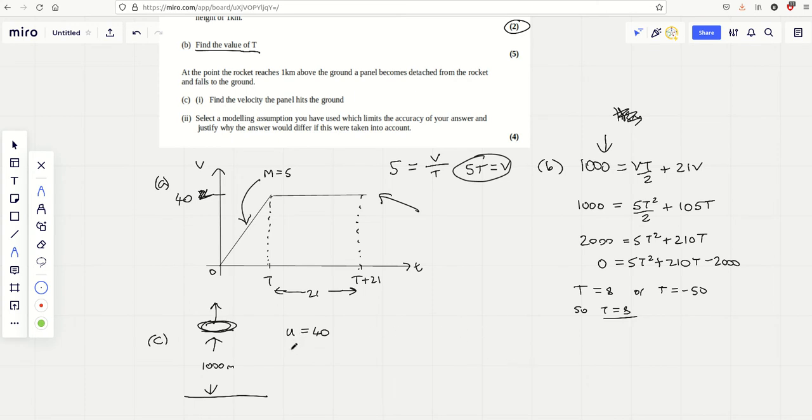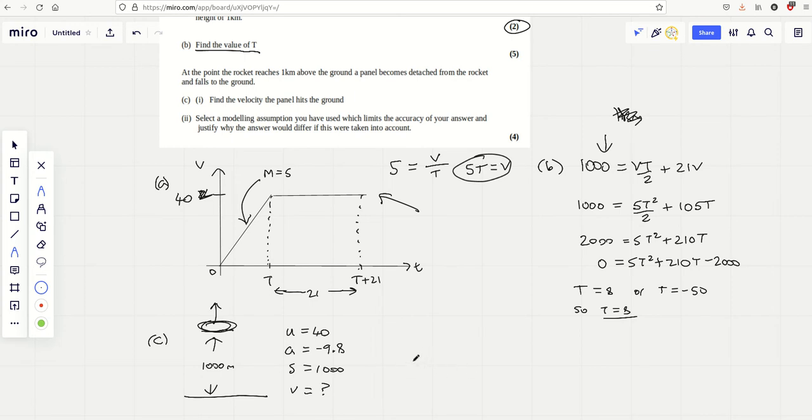So we've got u is 40 up, a is minus 9.8 down. What else have we got? We've got s is 1000, and we're trying to find v. Yeah, so this v is not the same as that v. Your v becomes u in this because it's a multi-step problem, and we've essentially got to find the velocity when it hits the ground.